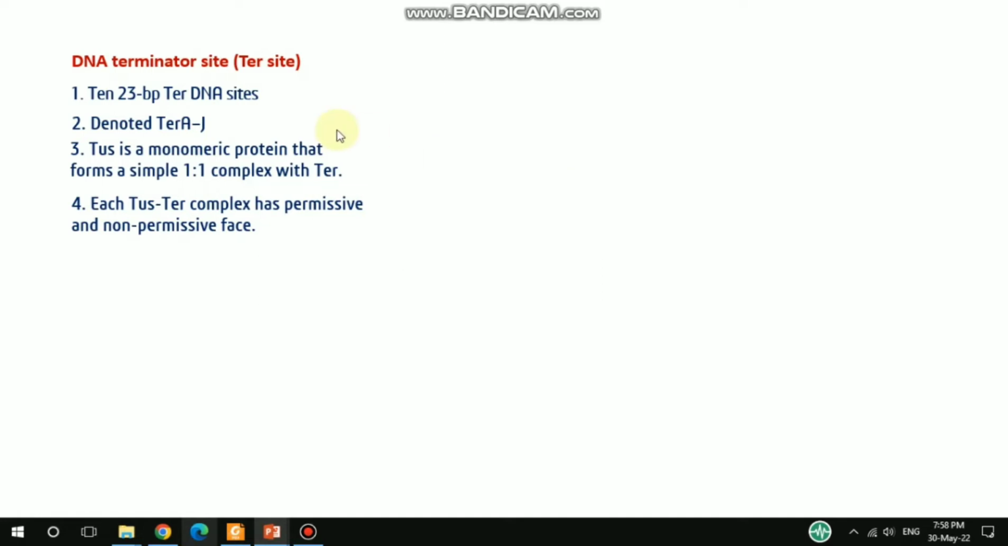Basically, the TER sites are found in the terminus region of the circular DNA. In E. coli there are 10 TER sites, and each site is 23 base pairs long, denoted TER A to TER J. The TUS protein is also essential to form a complex with the TER site in order to arrest the replication fork, and each TER-TUS complex has one permissive face and one non-permissive face.